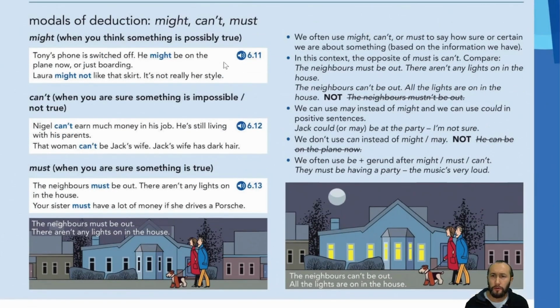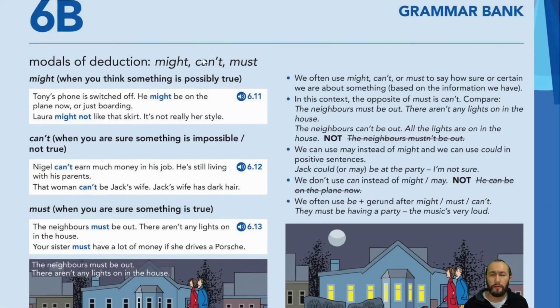Okay, so modal verbs we can use in two ways. The first one is possibilities and abilities, when we want to talk about possibility, ability, or obligations. This is the main use of modal verbs. But secondly, we can also use them for deductions.